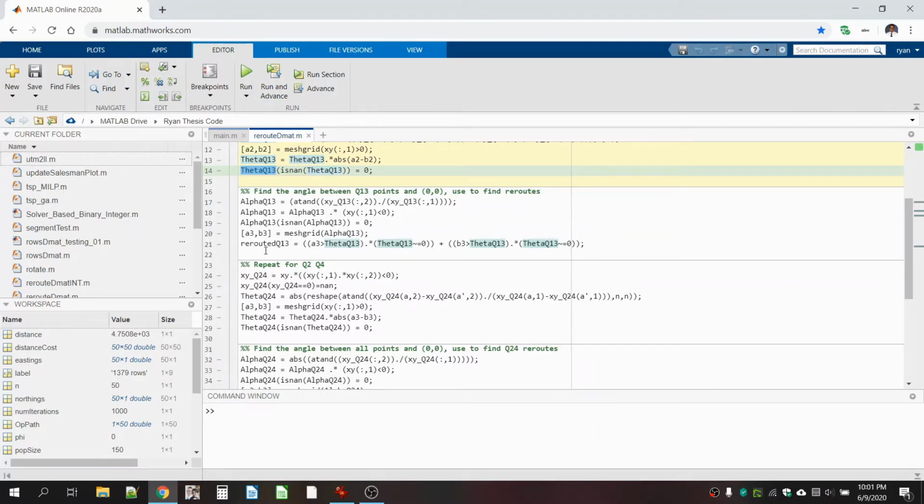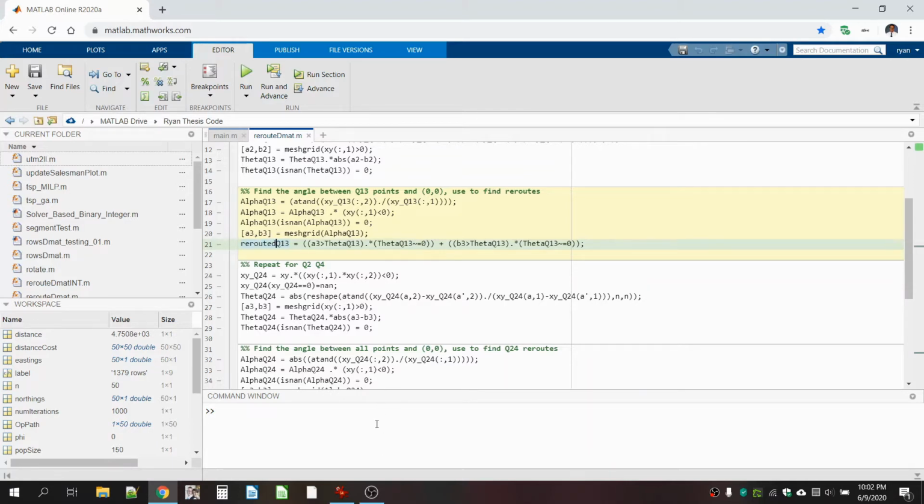And what I'm doing is I'm taking a mathematical test to find which of these angles have, if the angle, I'm trying to remember which way it is, if the angle between the coordinate and 0, 0 is greater than the angle between the coordinate and its other coordinate, then it needs to be rerouted. And I explain that more thoroughly in my thesis.